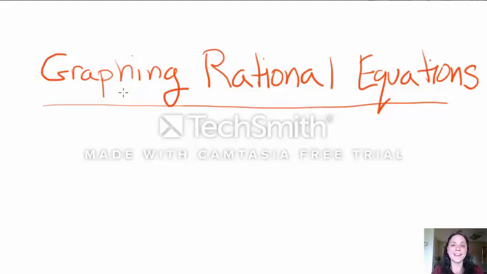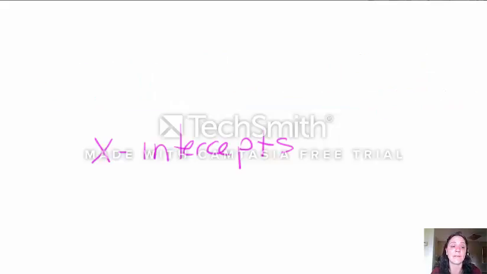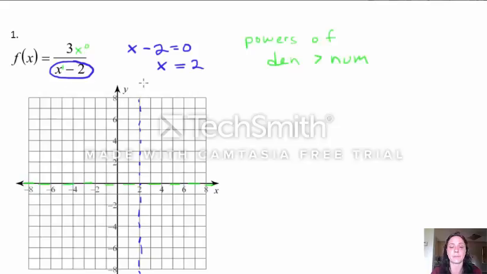Hello and welcome back to graphing rational equations. We've graphed our vertical asymptotes and we've graphed our horizontal asymptotes. The next thing we want to graph are our x-intercepts. So let's go back to the first problem on the worksheet and graph in those x-intercepts.